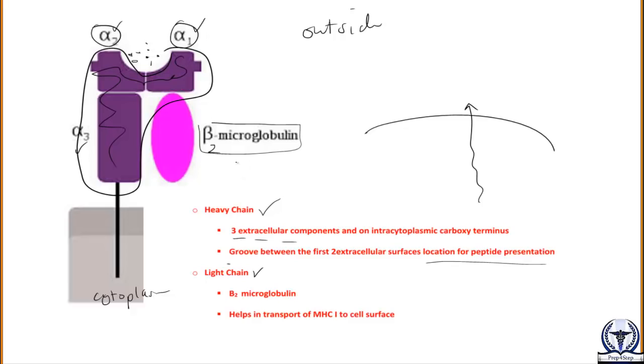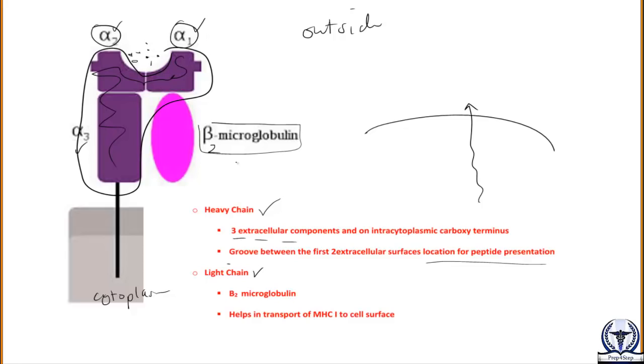Now, a lot of questions are out there asking, okay, if the beta 2 microglobulin, for instance, had a mutation in it, or something happened to it, what would be the likely consequence? And the consequence is that the MHC will not be able to get to the surface. I've seen these in questions before.